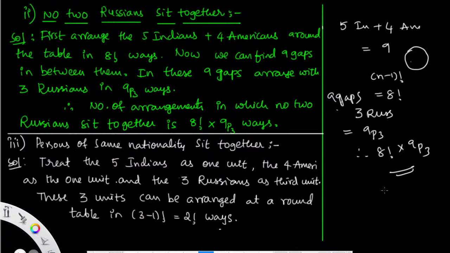So these 3 units can be arranged on a round table. 3 things arranged in a circular way means 2 factorial. Same nationality sitting together means you should treat them as one unit, and you can keep it at any place. As they sit together you can make a bundle. This can be done in 2 factorial ways.